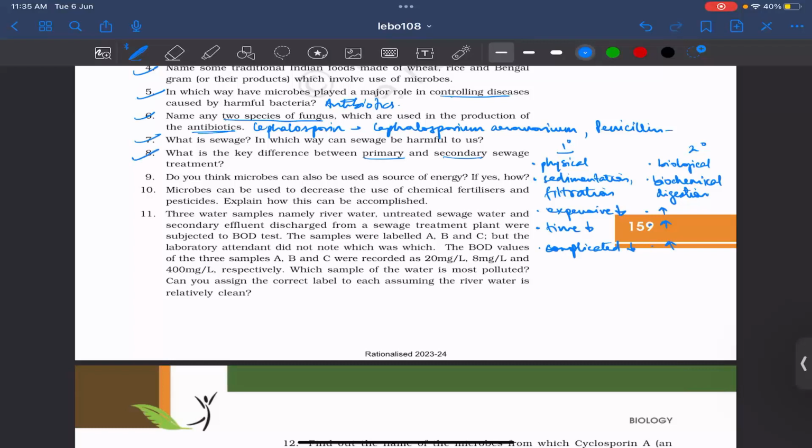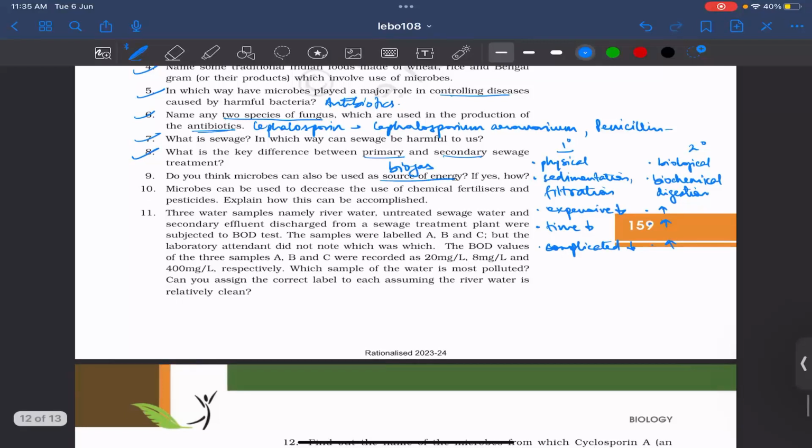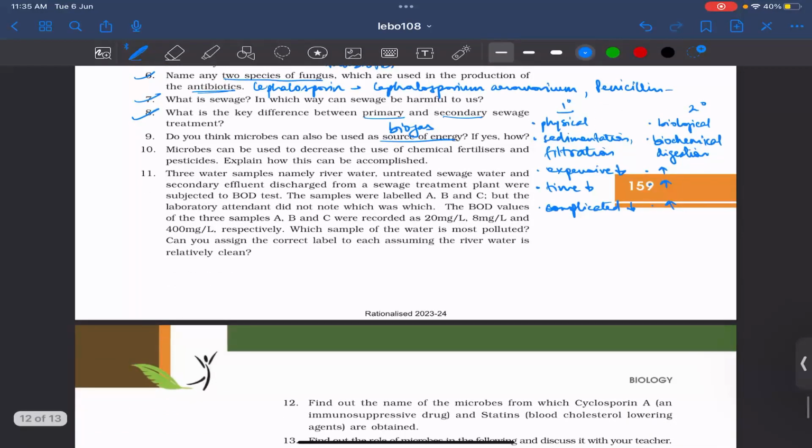Do you think the microbes can be used as a source of energy? Yes. How? Biogas. Just read through the chapter how biogas production is done and then make the diagram here. Then microbes can be used to decrease the use of chemical fertilizer and pesticides. Yes, they can be. How?